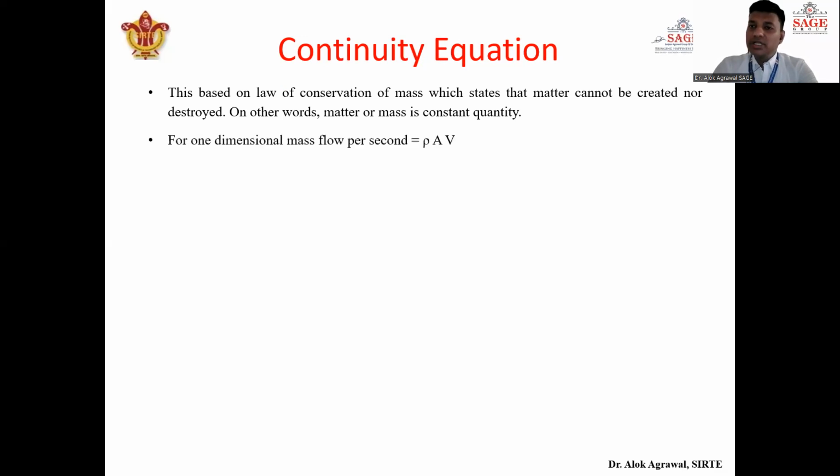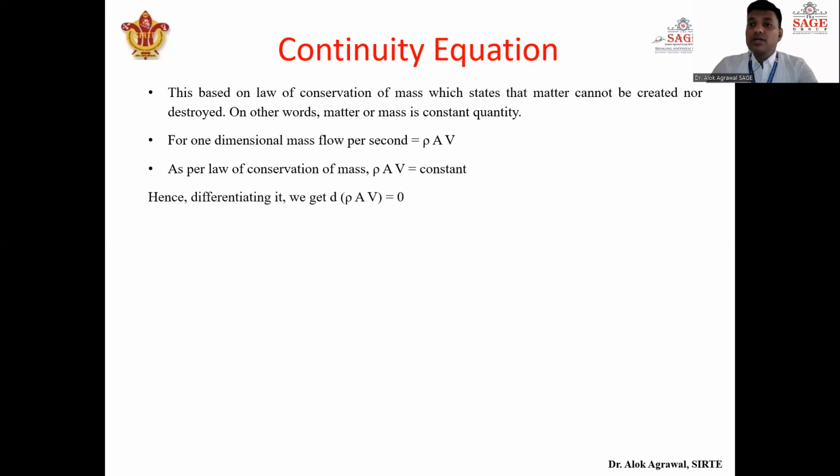For one dimensional flow, the mass flow rate per second can be written as rho into A into V, density into area into velocity. In the case of incompressible flow, this density term was not there because on both sides the density remains the same. So rho1 A1 V1 = rho2 A2 V2, and rho and rho cancel out, but here it is not the case. So as per the law of conservation, this rho A V will remain constant, and we know that differentiating any constant will give you 0.